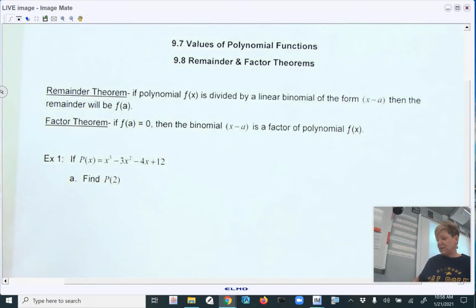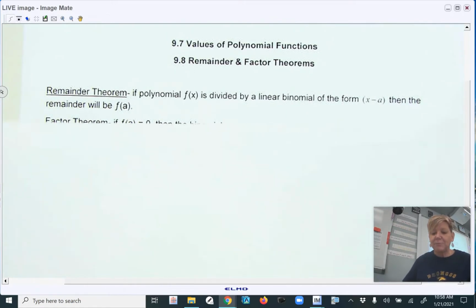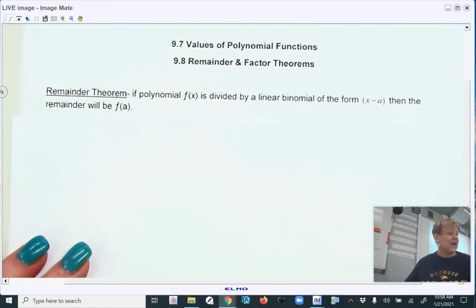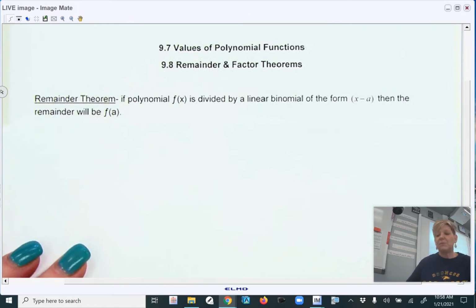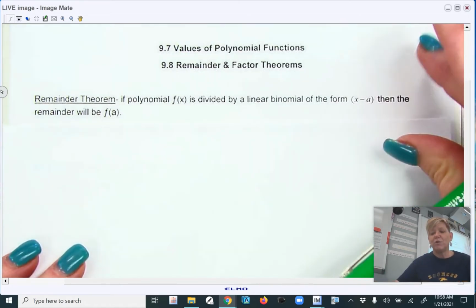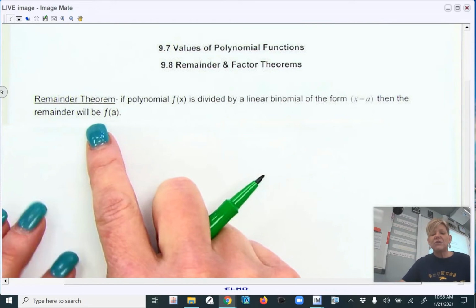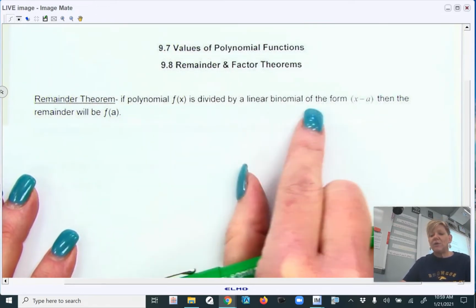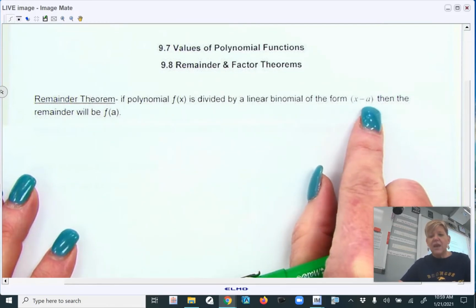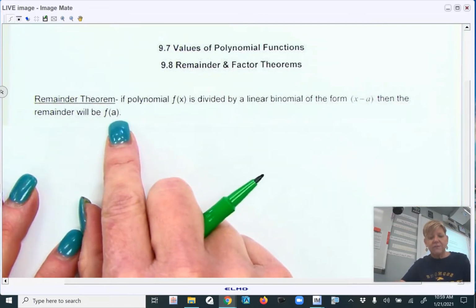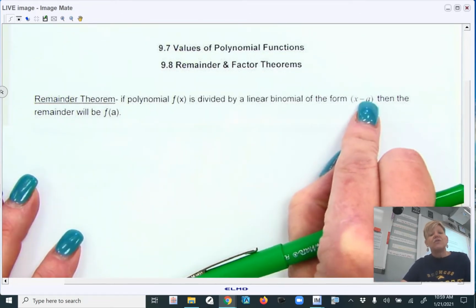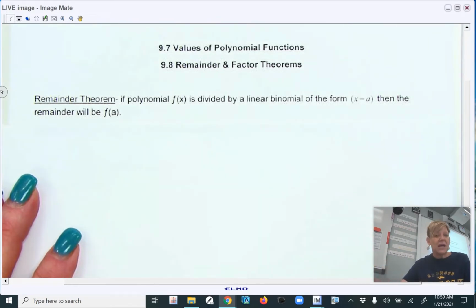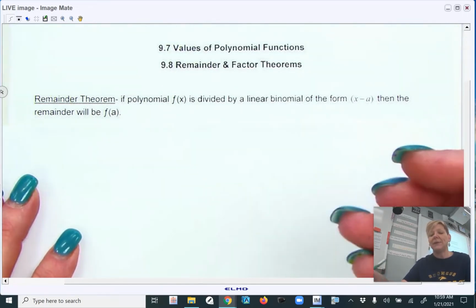So first you'll see on my paper that I have the remainder theorem. And you can copy this down if you want. It's in the book if you don't want to copy it down, and there's a much more formal version in the book. But the remainder theorem says if the polynomial f of x is divided by a linear binomial of the form x minus a, then the remainder will be f of a. That means if you were to divide by the value a, the remainder will be the same as if you were to plug a into the function. And that's it. So we're going to use that for example 1 in a minute.